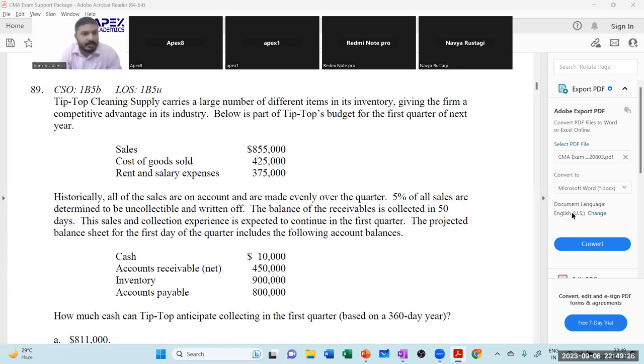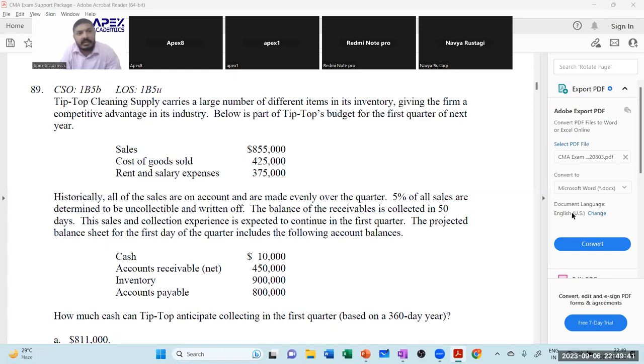Question number 89. Tip-top cleaning supply carries a large number of different items in its inventory, giving the firm a competitive advantage in its industry. So there are multiple items. Below is a part of Tip-top's budget for the first quarter of next year.